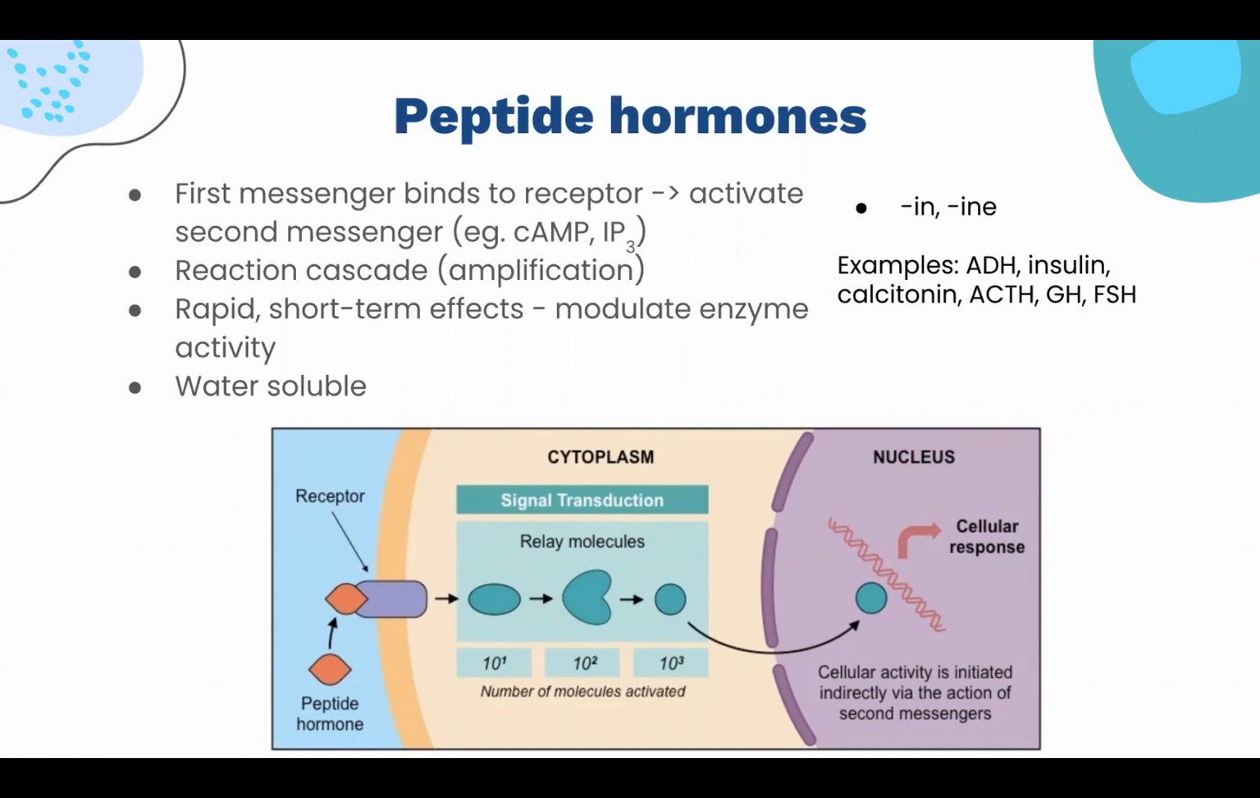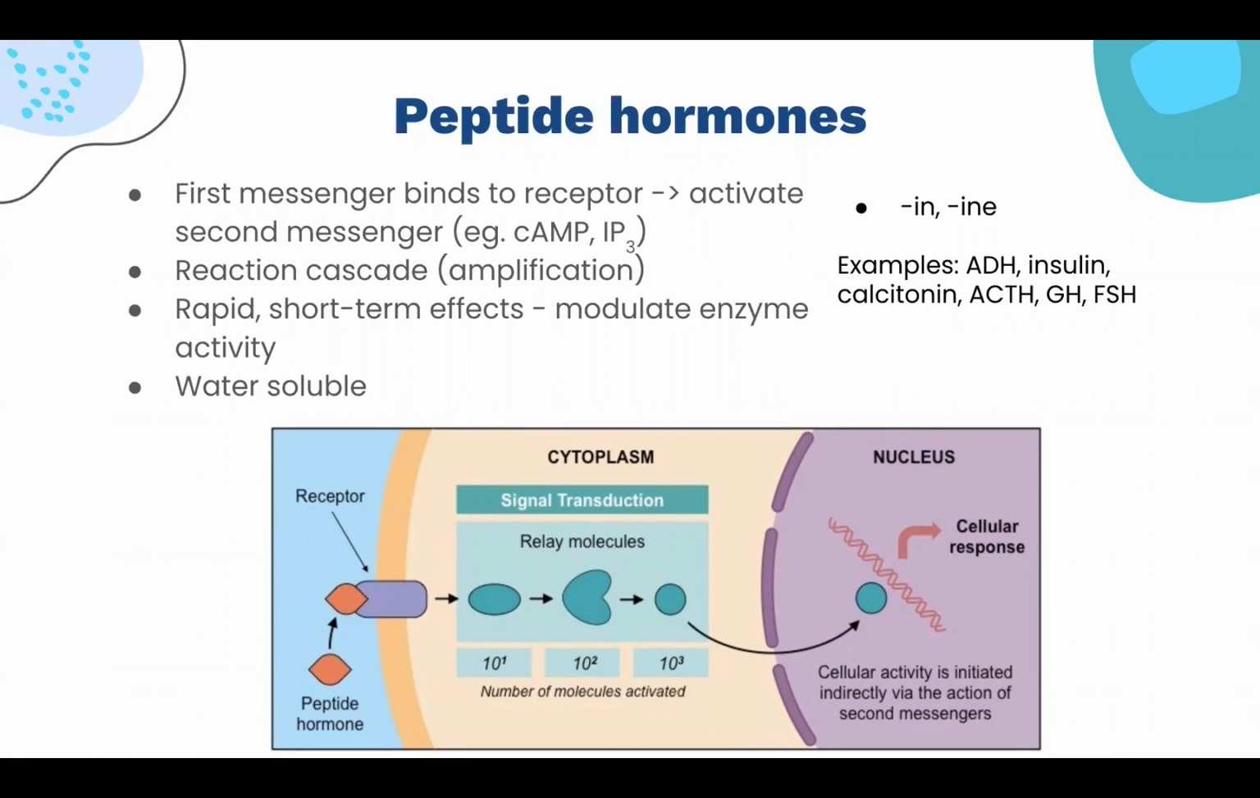The purpose of these second messengers is for amplification. So one peptide hormone can cause a huge cascade of reactions and can activate a large number of molecules. These activated molecules will then regulate the transcription of certain genes and modulate enzyme activity.